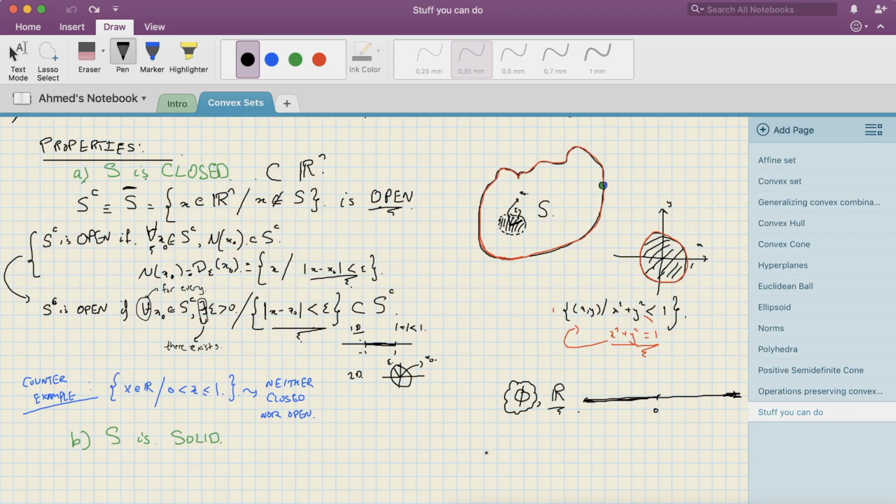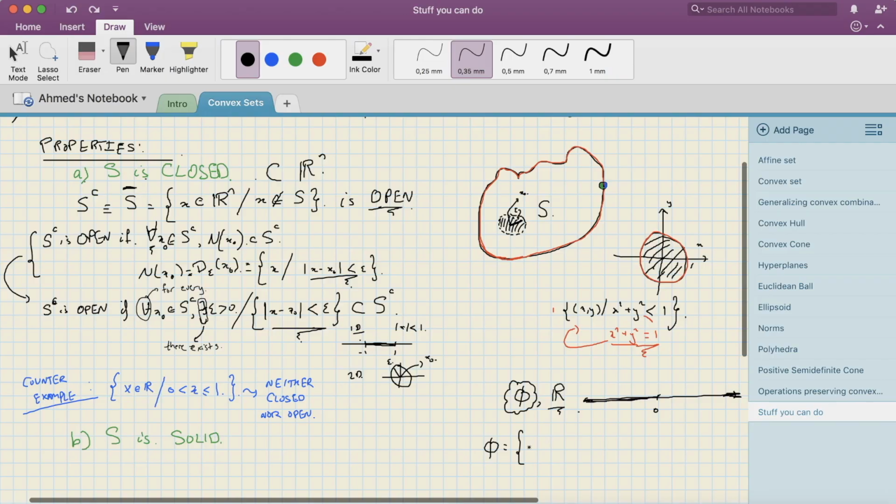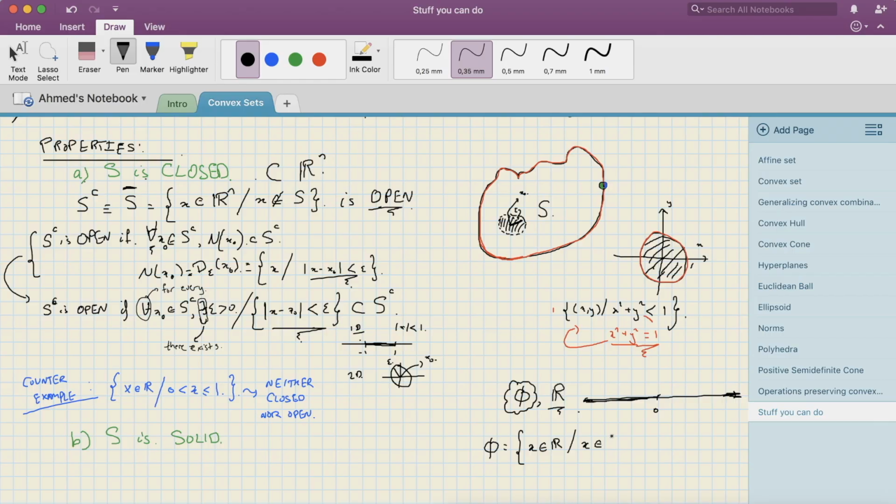So you can play around with the empty set. There's an infinite number of ways to define phi. You can define it as such: it's all x's in R, if we're in 1D, such that x falls in maybe (0, 1) intersection with, let's say, (2, 4). Because those two intervals have no intersection.